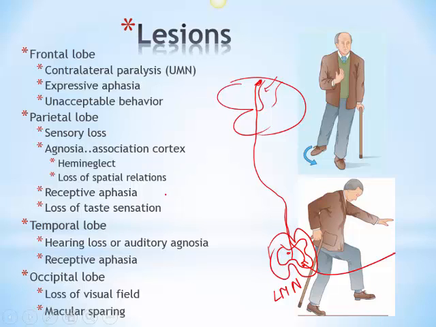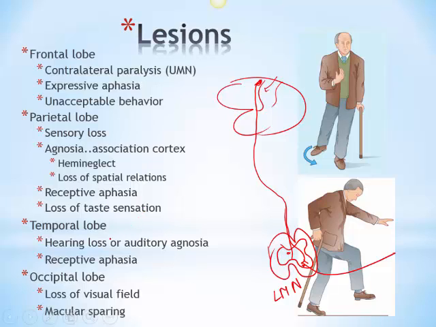The Wernicke's area is present here, so this part is called receptive aphasia. That means they cannot comprehend or understand what's being said to them. So what they talk is a word salad. They're able to speak proper words, but it's all jumbled up because they don't understand what you ask them. And taste is a function of this lobe, so taste sensation would also go if that area is damaged.